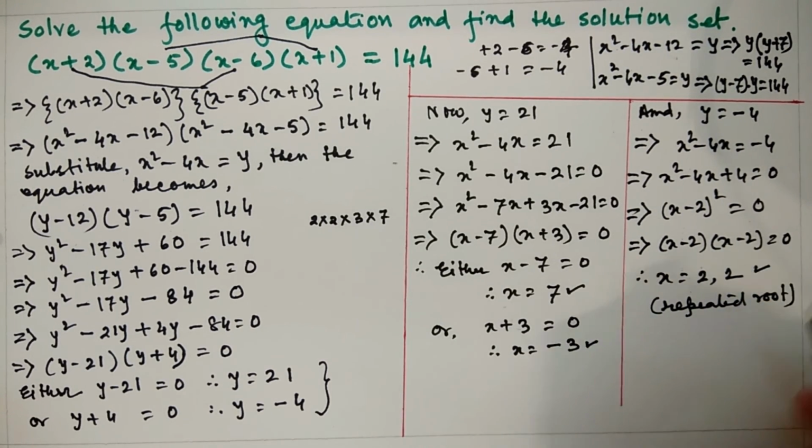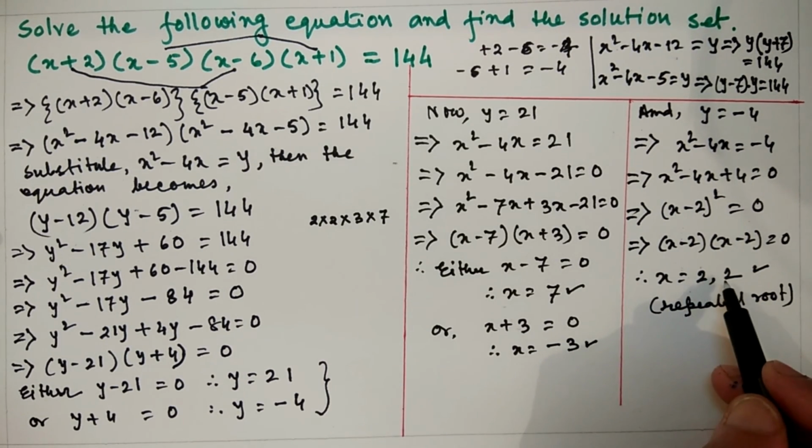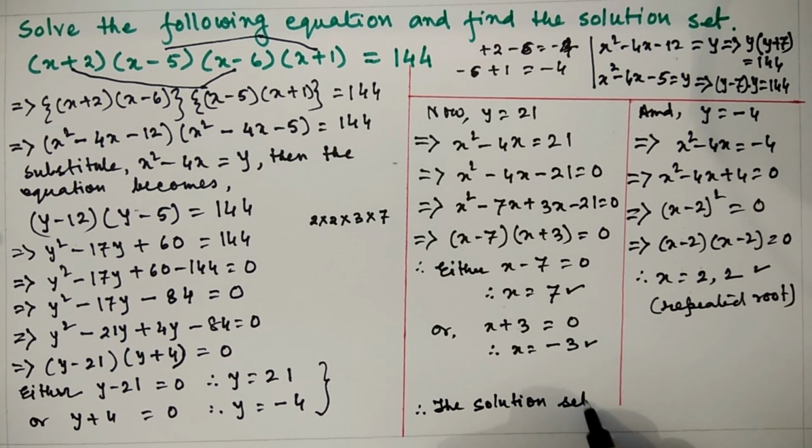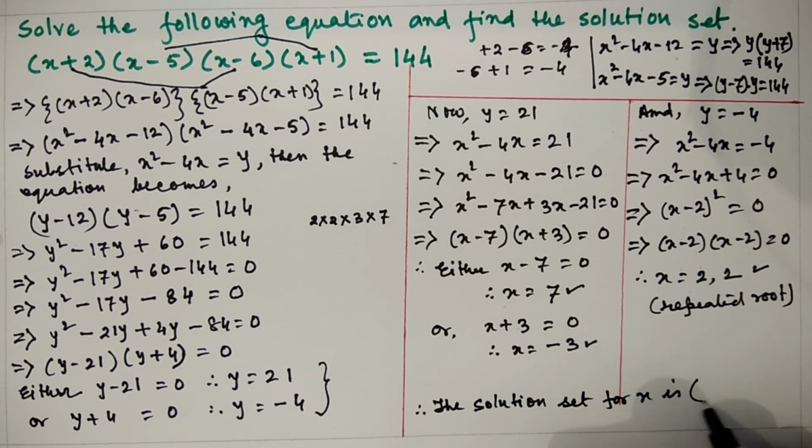So we are getting here 7 and minus 3, and here 2. So therefore we have to find the solution set. The solution set for x is 2, 2 (you can write it once or twice also), minus 3, 7.